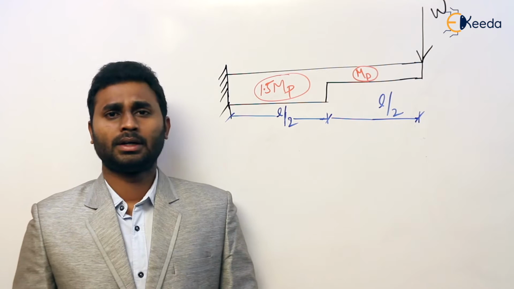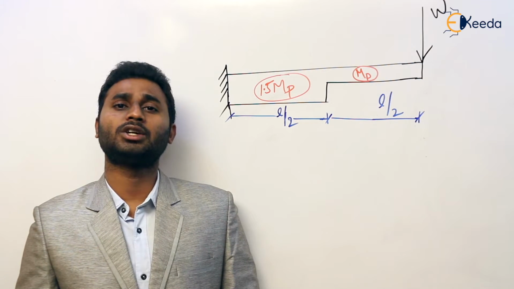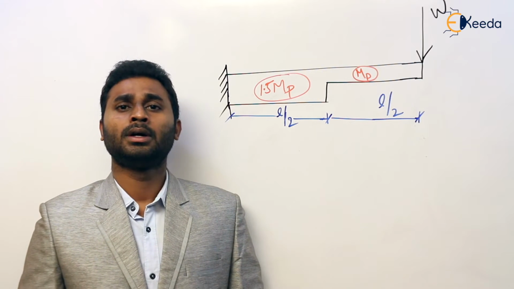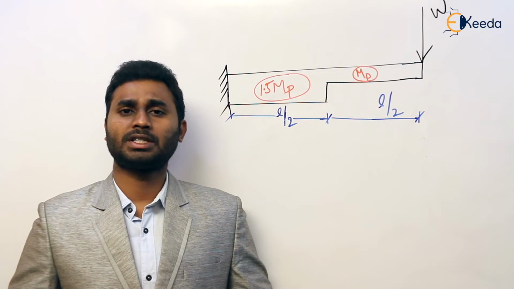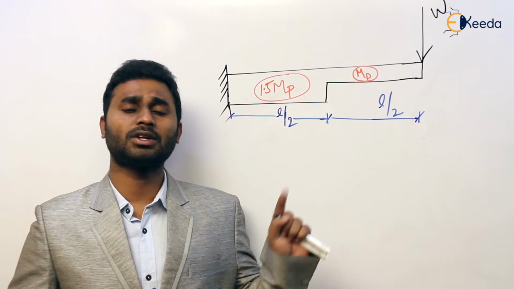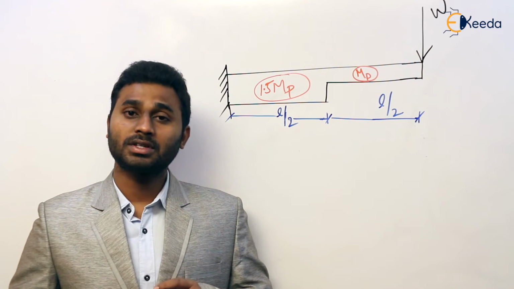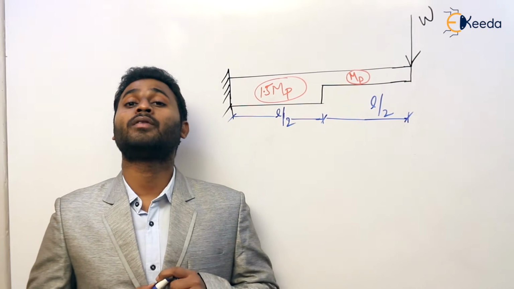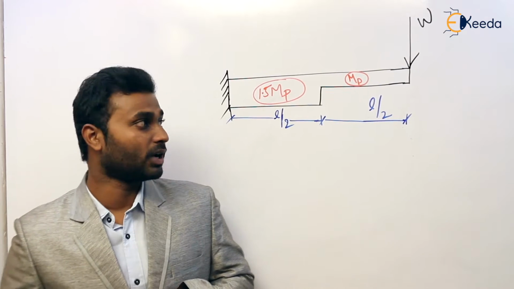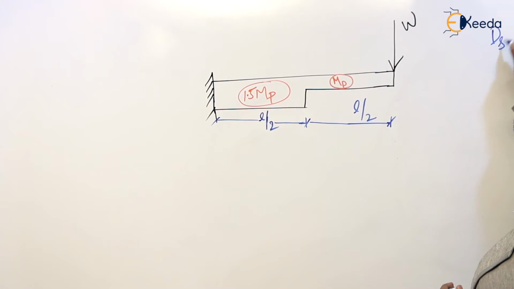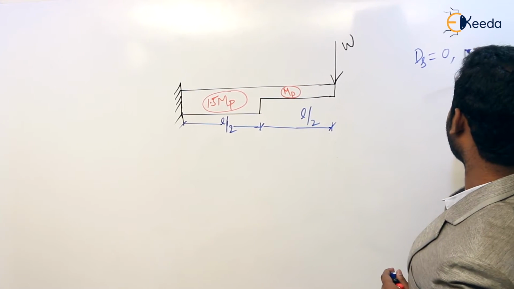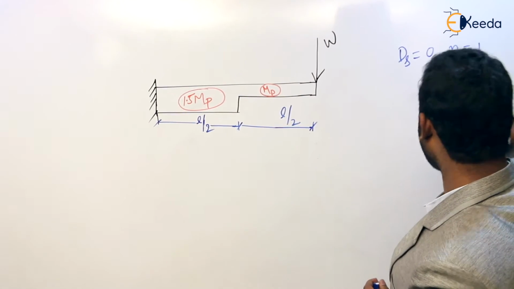So how to find? What is the first step in the calculation of collapse load? Come on everyone, once try to remember it. The first step is determination of DS, or calculation of DS. So what is the DS for a propped cantilever beam? DS for a propped cantilever beam is 1. Now the number of plastic hinges required is 1.